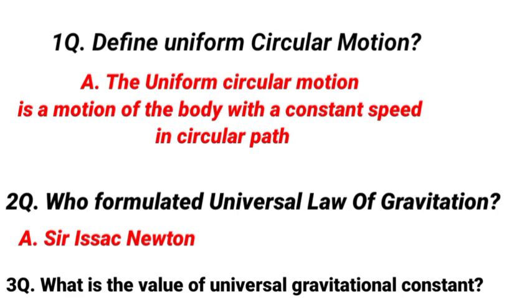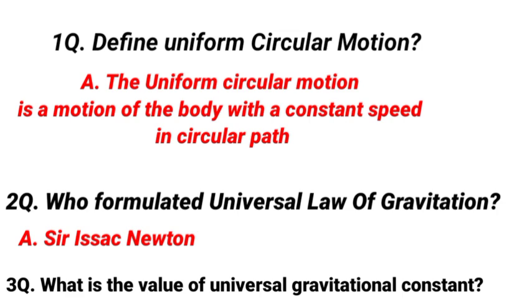Define uniform circular motion. Motion of a body with constant speed in a circular path is called uniform circular motion. So there has to be a constant speed in a circular path. Then only we can say that the body is in uniform circular motion. Who formulated the universal law of gravitation? Sir Isaac Newton formulated the universal law of gravitation.